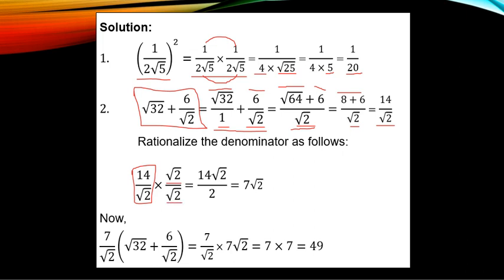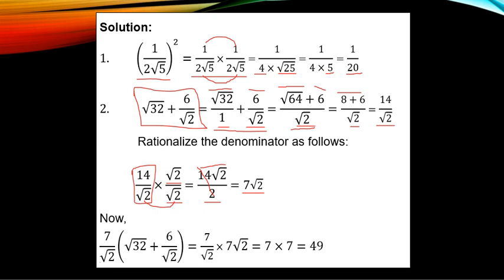Now root 2 times 14, you have 14 root 2. When you come here, root 2 times root 2 is root 4, and root 4 is 2. So you divide 14 by 2, you have 7 root 2. So this is the single surd you are asked to express that term as.